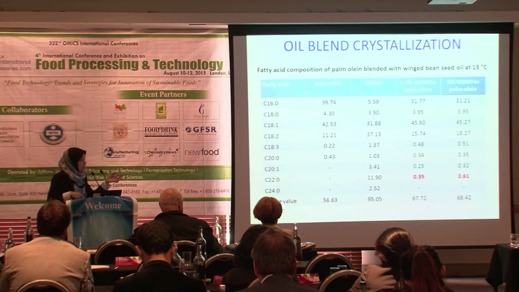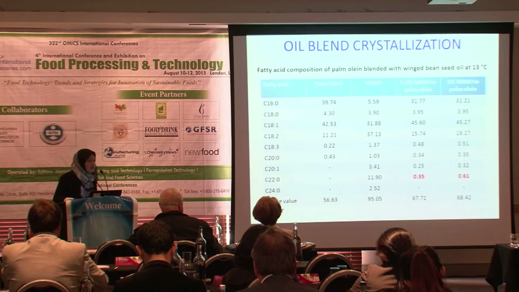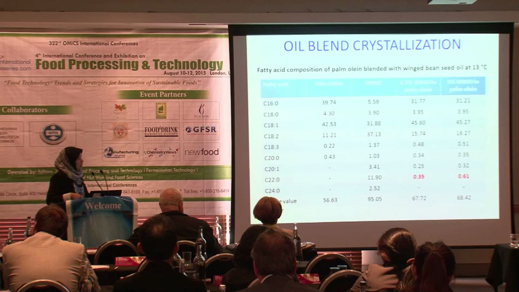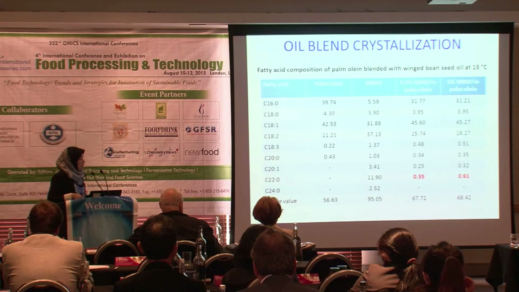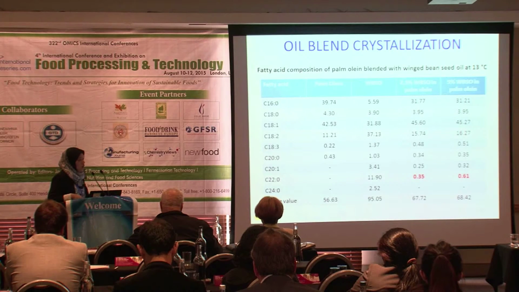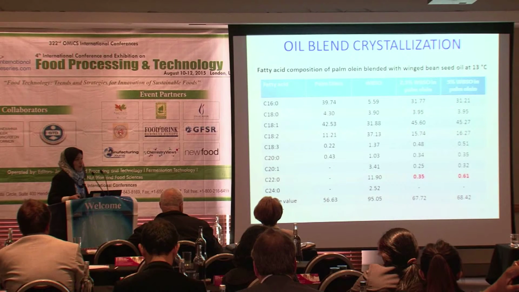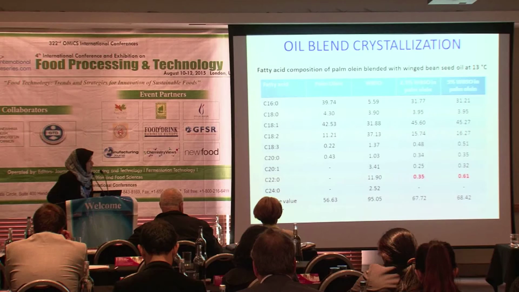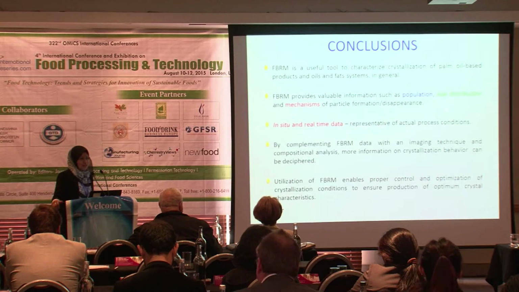Palm olein has been shown by previous literature to be an oil which is difficult to crystallize. So with the addition of wing bean seed oil, we can see that the behenic acid played a role in promoting the nucleation with these small amounts. However, we saw that during the crystallization, it also did not allow further crystallization to occur. So it has a dual role in palm olein crystallization. So I've come to my last slide.